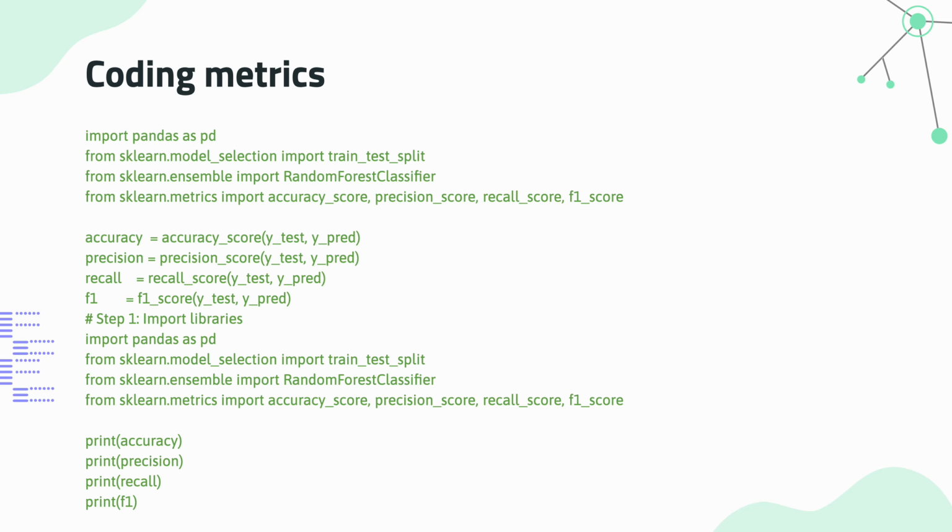For coding your metrics, you want to import all your metrics. From sklearn metrics, you can import your accuracy score, precision, recall, and F1. Then you can establish all of these as variables, put in the accuracy score and precision score that you imported, and then put in your tests and your predictions to output all your metrics.